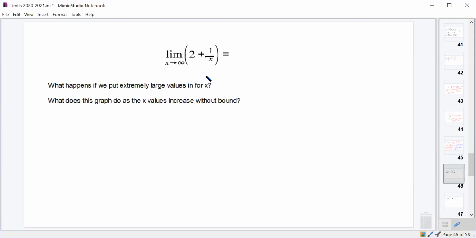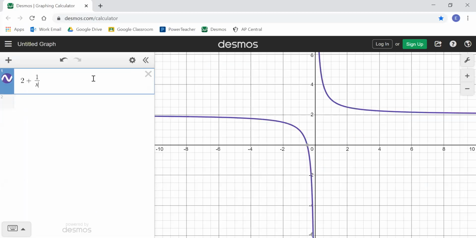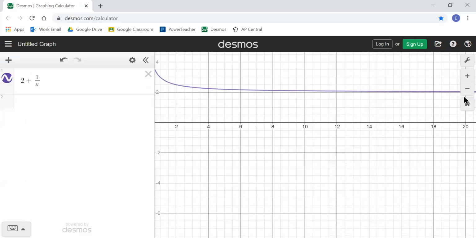Okay. So what happens to this function, 2 plus 1 over x, as we put in very large values of x? What happens to 1 over x? It approaches 0, exactly. And so this limit, as x approaches infinity, just becomes 2. So what does that mean for this function? That its end behavior will get closer and closer to 2. Yep, exactly. As x gets very large, the end behavior is it gets close to 2, which is, what do we call that?